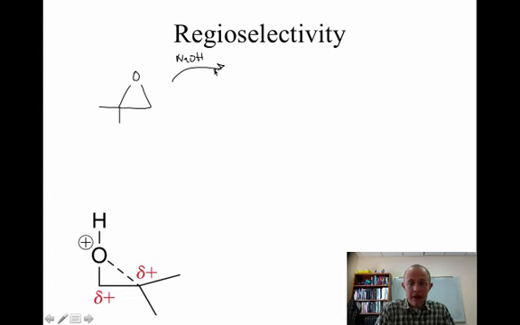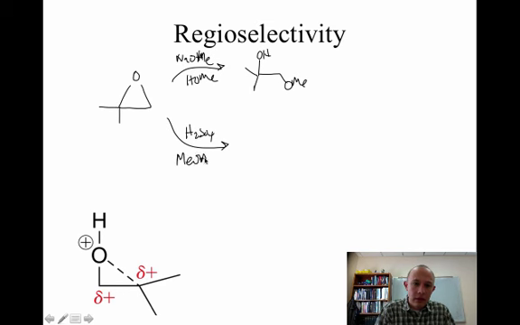So we're going to get, actually, so that we can tell the difference here, let's do sodium methoxide, right? So now our product in methanol is going to be, right, the methoxide attacked the less hindered carbon. But let's say that we treat this with sulfuric acid in methanol. Now we're going to get a different product. We've switched the regioselectivity. Why is that? Well, now it's because the methanol actually attacks the more hindered carbon.